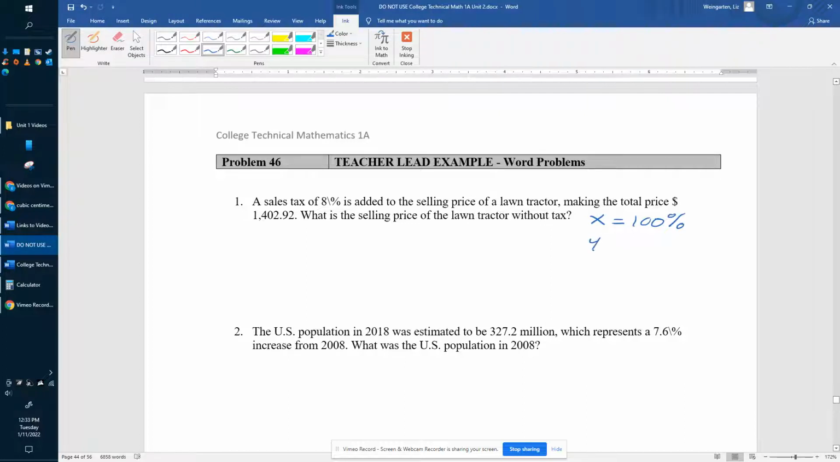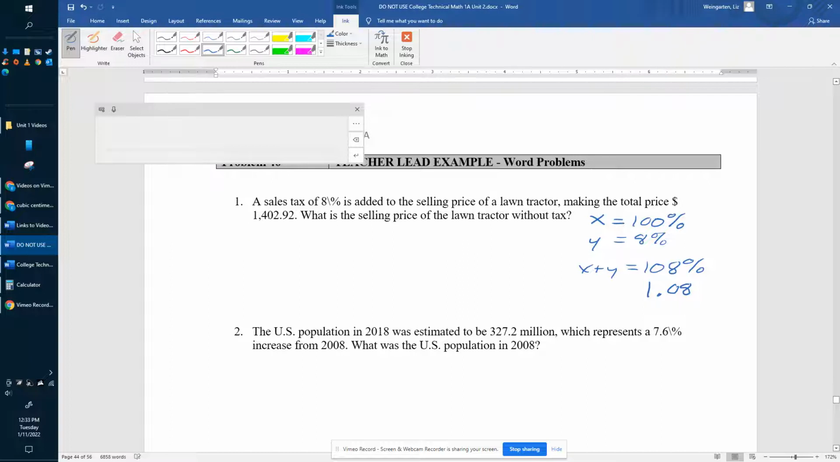We don't know how much Y is. We don't know how much 8% of it is. X plus Y equals 108%. So what is 108% as a decimal? That's going to be 1.08. So our new is $1,402.92.